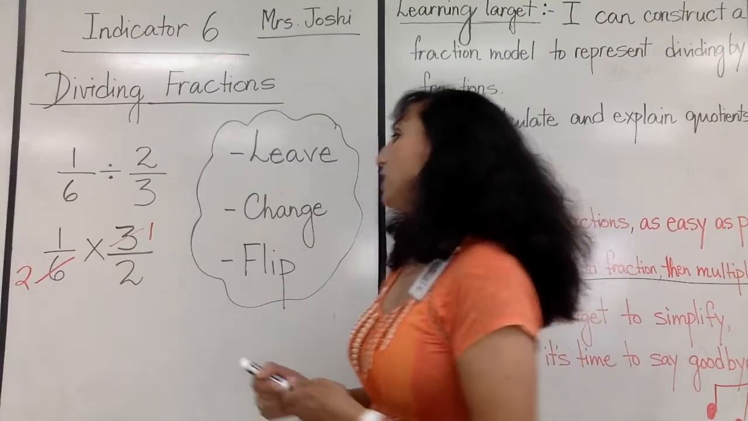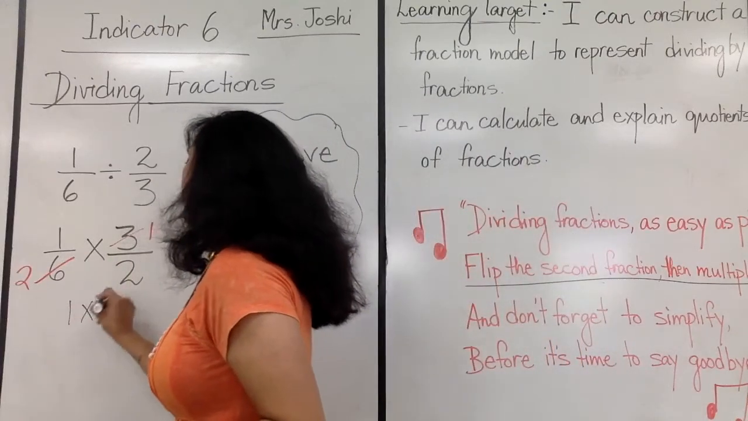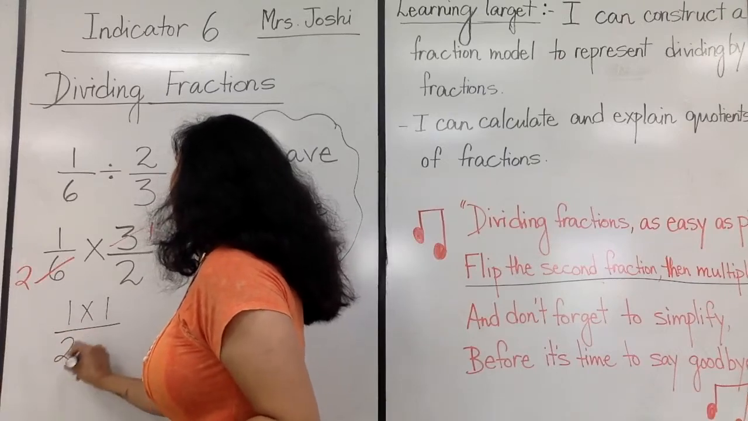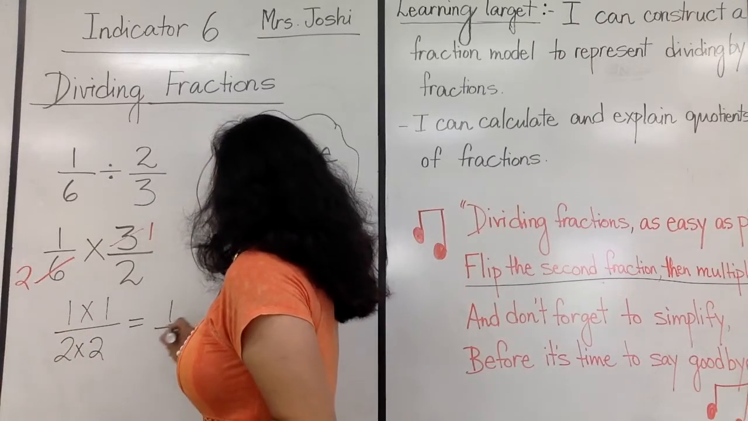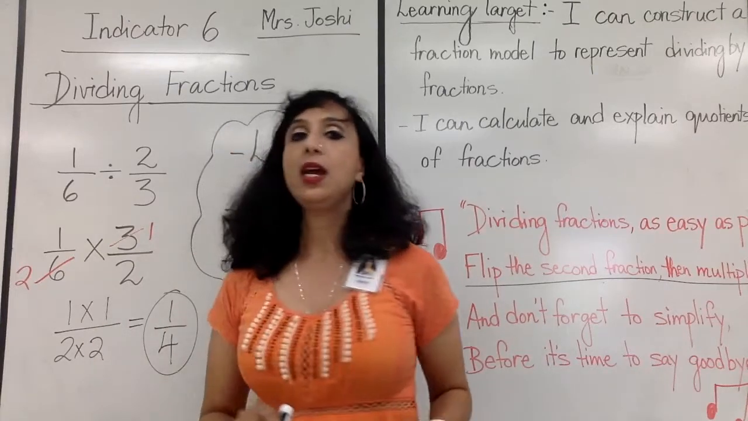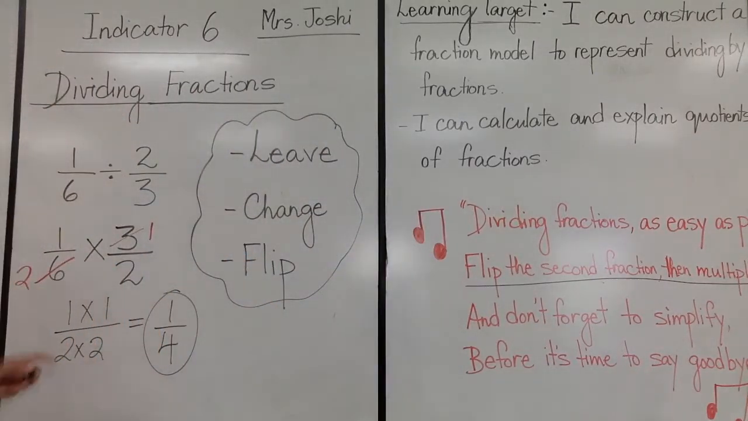All right, now it's pretty simple. 1 times 1 over 2 times 2, and I get 1/4 as my product when I multiply these two fractions over here. But I'm starting off with division. Please remember that. And so we start with leave, change, flip. So when I divide that and then I change it to multiplication, I finally get this answer. Okay, let's try another one.